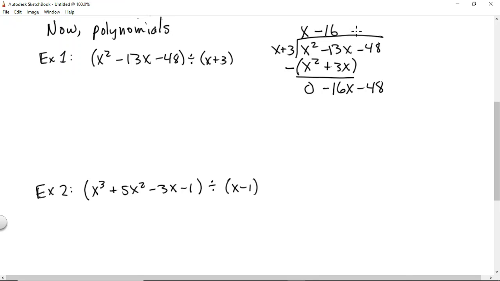The nice thing about this is if you pick the wrong number, you're going to find out. If you write down the wrong thing on top, you're going to find out. Because the next step is to multiply that negative 16 that we just wrote times the x plus 3, the whole thing. So negative 16 times x is negative 16x. And negative 16 times 3 is negative 48. And this and this should be the same. That was the point. If they're not, we made a mistake. They are. So we're going to now subtract that whole thing.